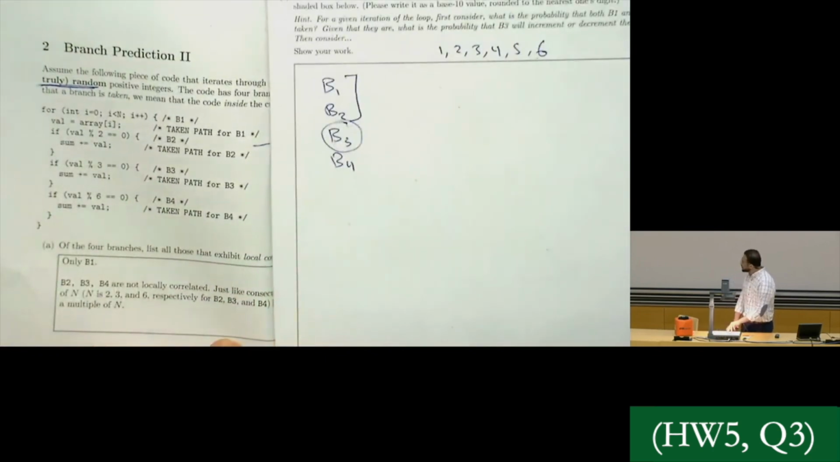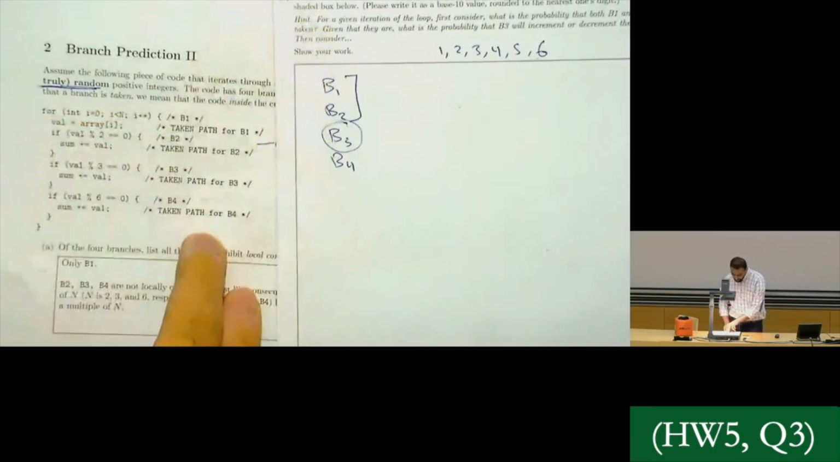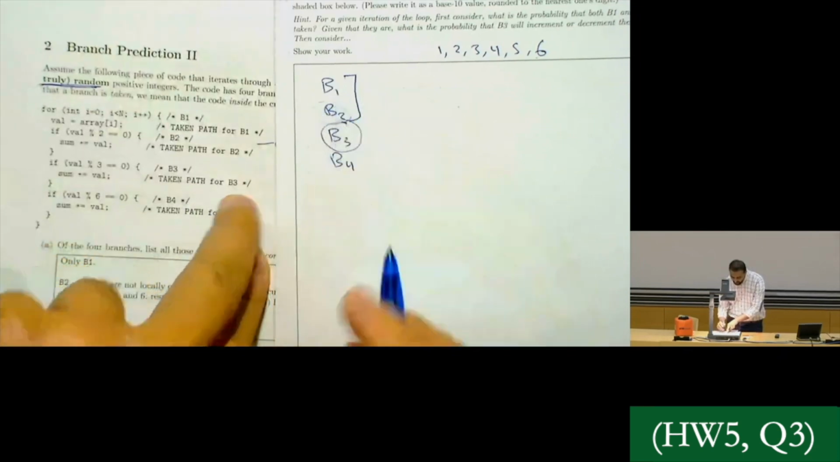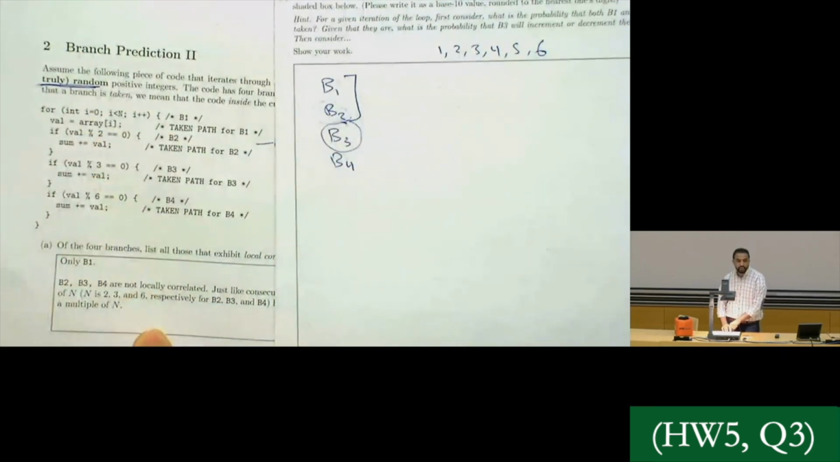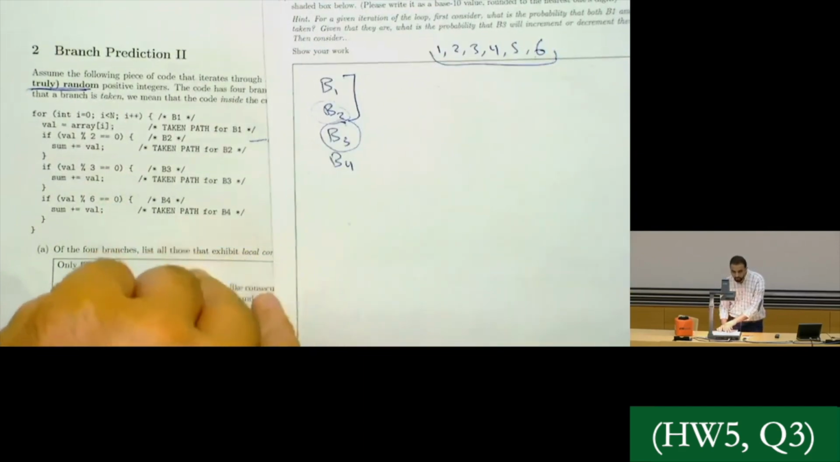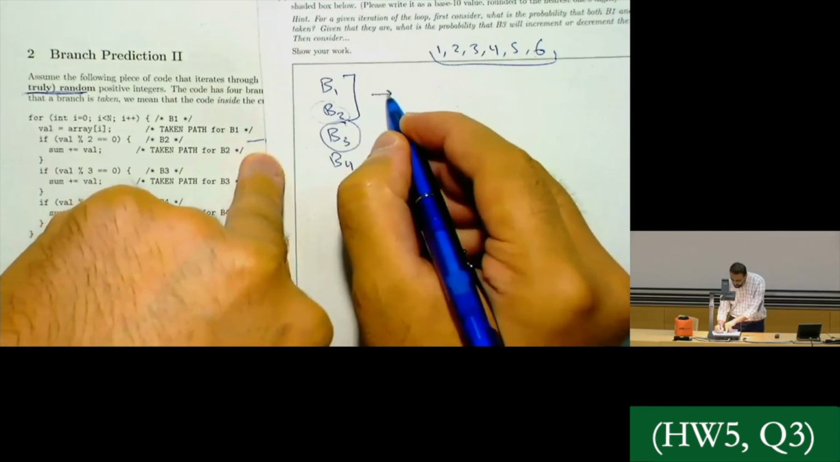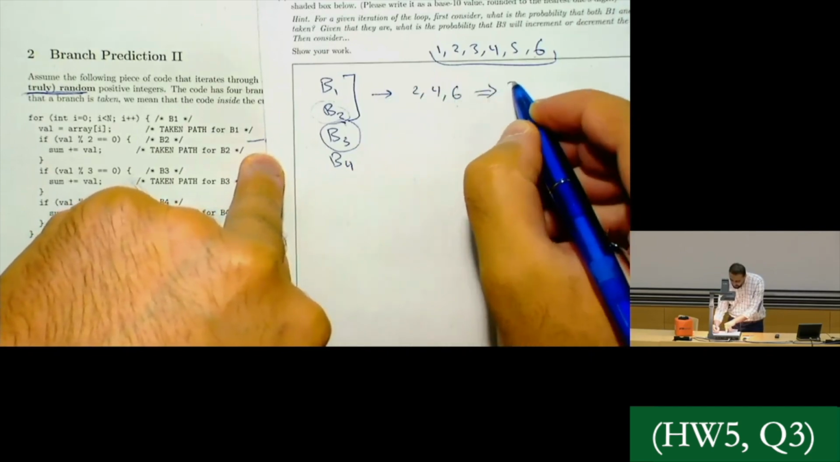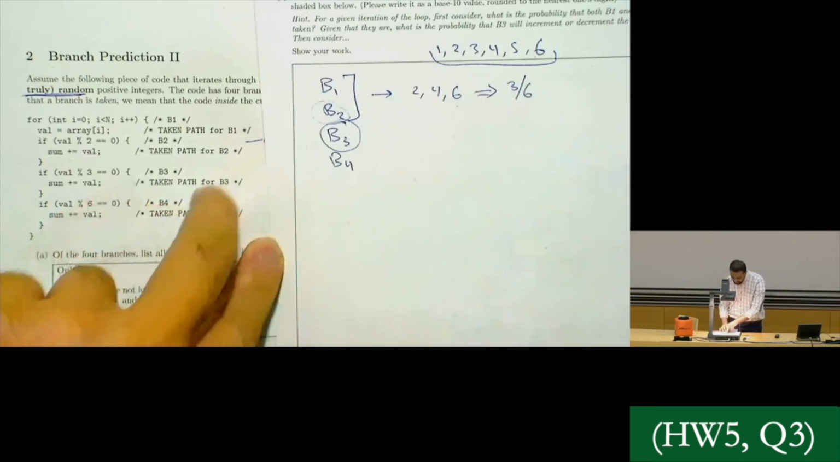So this is B1 and B2. B1 could be any of those values, right? So 6 over 6 is the probability; it could be any one of them. I'm not excluding any of those. For B2, if I take B2, it means that the number is a multiple of 2. How many of those are multiples of 2? 3 values, right? Which are 2, 4, and 6. And this has the probability of 3 out of 6.